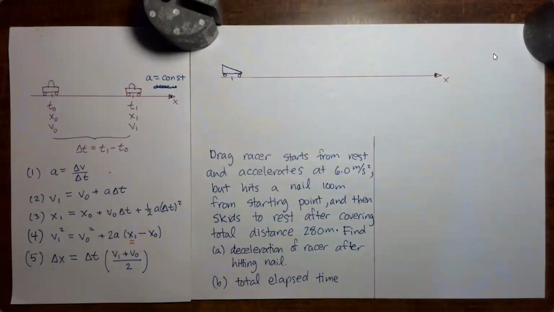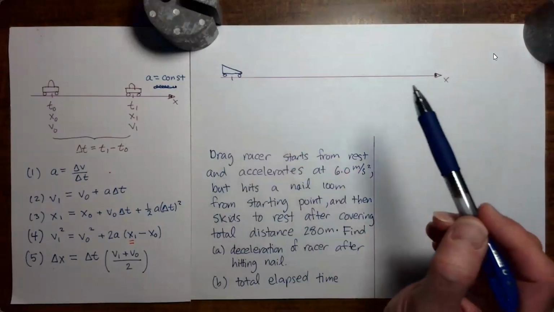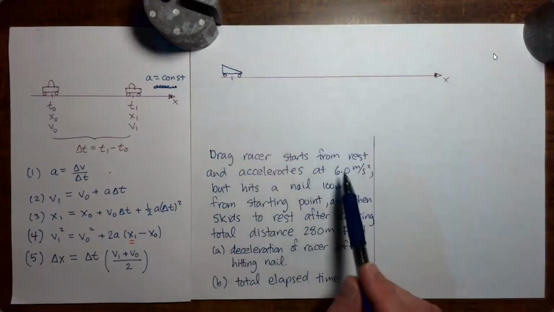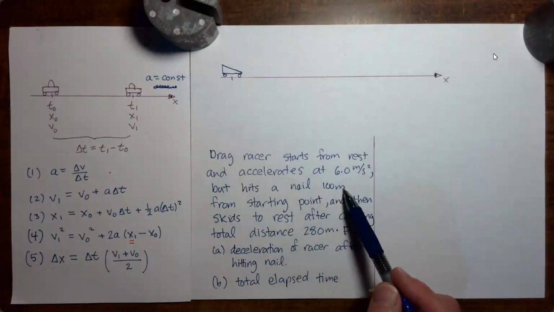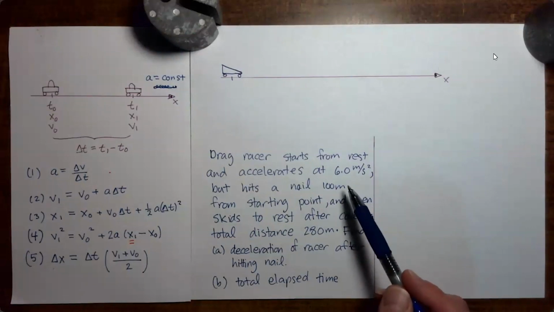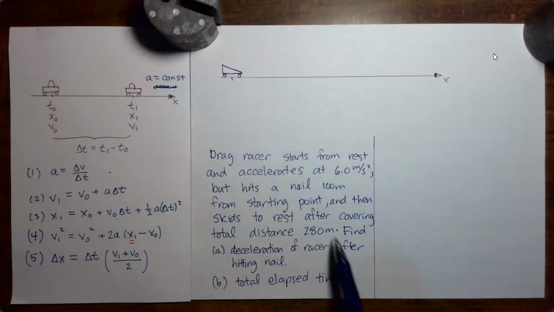In this video, we're going to do our fourth example problem using the equations for constant acceleration motion. So here's the problem. We have a drag racer. The drag racer is going to start from rest and accelerate at 6 meters per second squared. But 100 meters from the starting point, the drag racer hits a nail. And after that, the drag racer decelerates, coming to rest after covering a total distance of 280 meters.